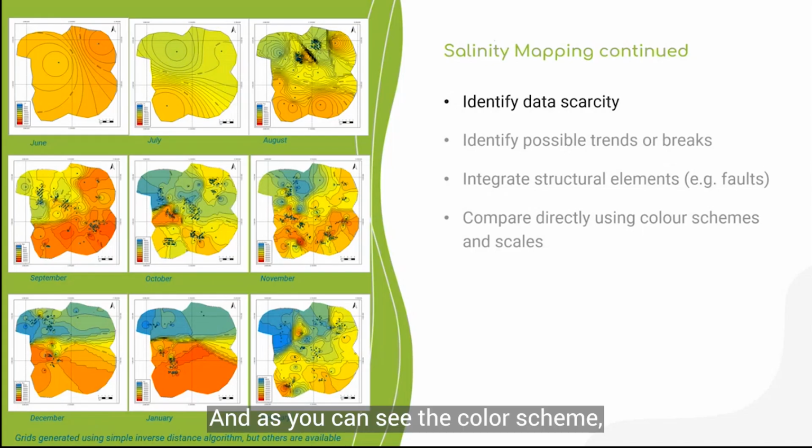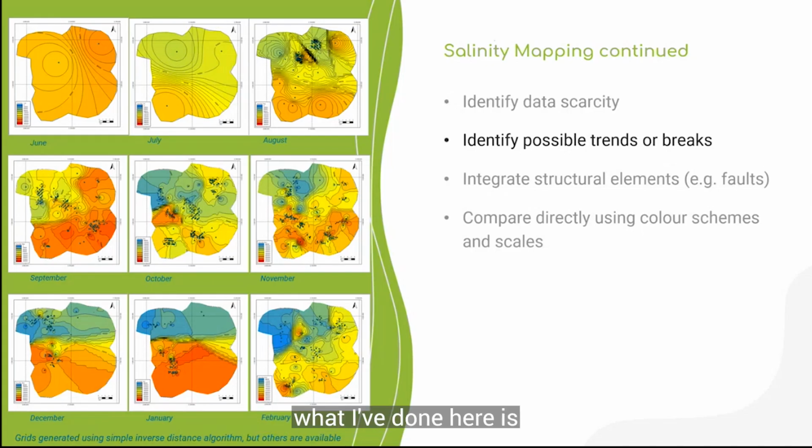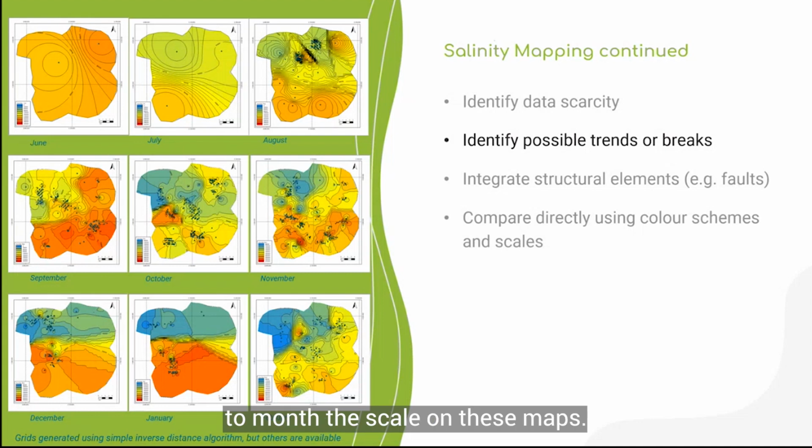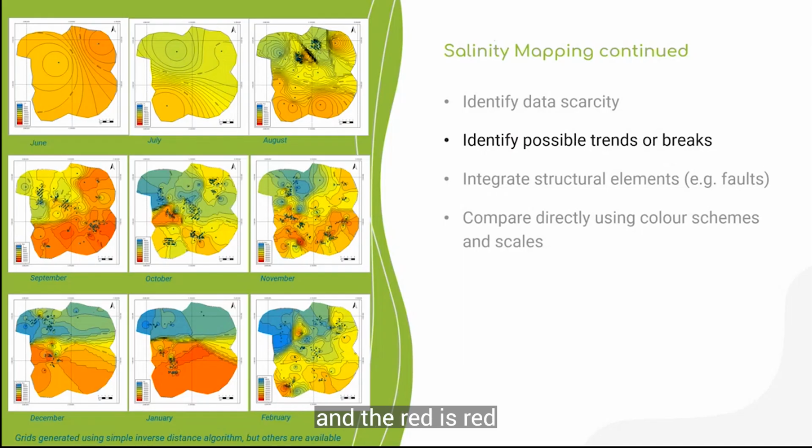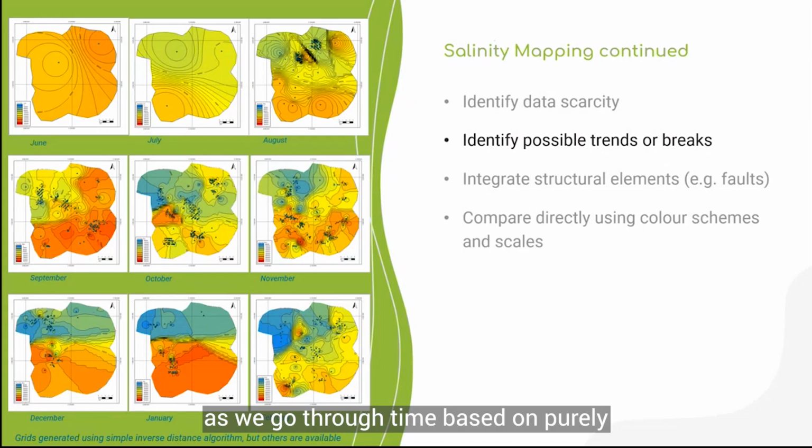And as you can see, with the color scheme, what I've done here is I've set from month to month the scale on these maps. I don't expect you to read them, they're absolutely tiny. But the scale on every single map is the same. So if it's blue in one map, that same blue is visible wherever that blue is blue, and the red is red and the green is green. So you can see the changes in that salinity value as we go through time purely based on the data points coming in.